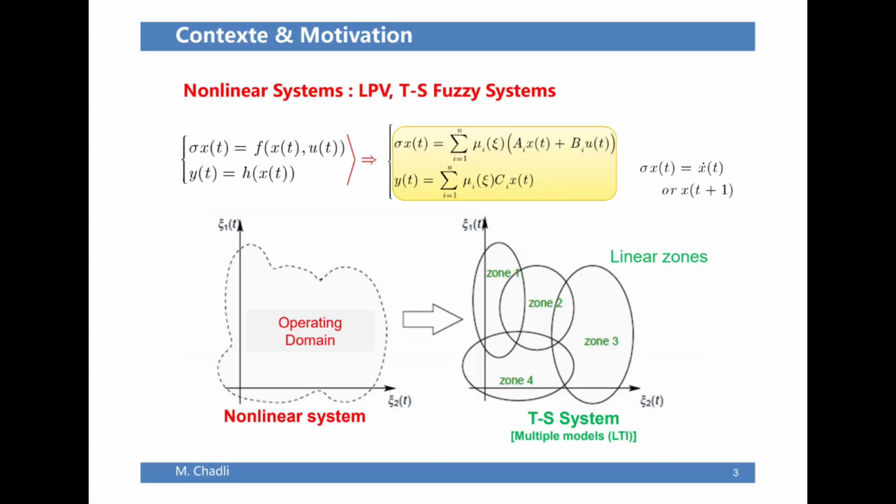For those who are not familiar with this approach, it is the well-known polytopic approach, which can be obtained by the decomposition of the operating domain of the nonlinear system into linear subdomains, and each subdomain is considered linear. And then the global nonlinear behavior is obtained by convex interpolation or optimization. It depends on the information we have.